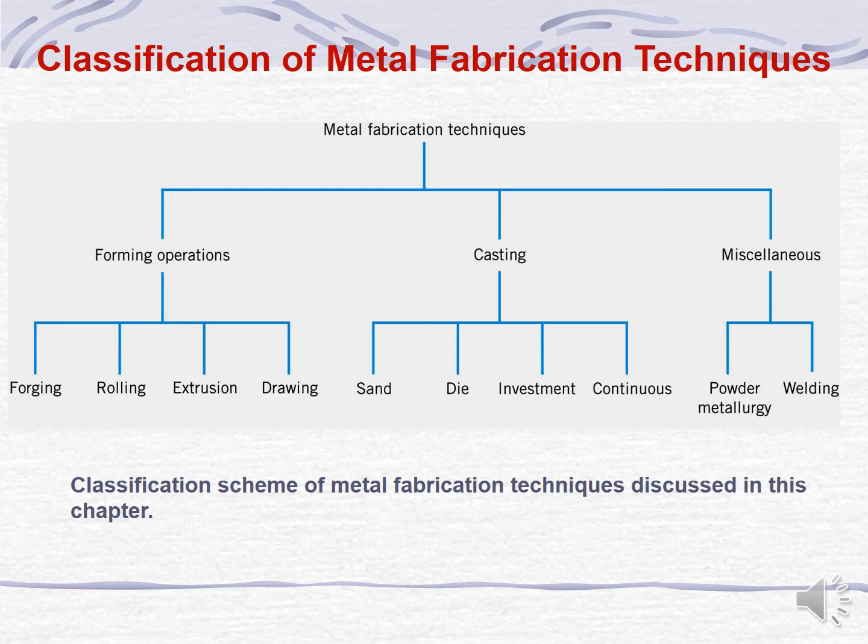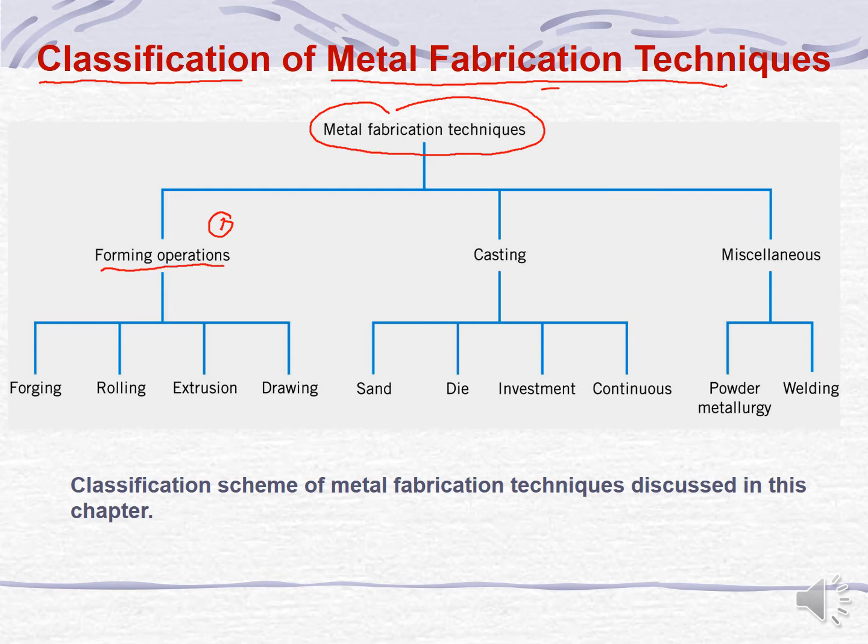Okay, this is the classification of metal fabrication techniques. These techniques of metal fabrication can be classified into three big groups. There are forming operations, the second one is casting, and the third one is miscellaneous techniques.